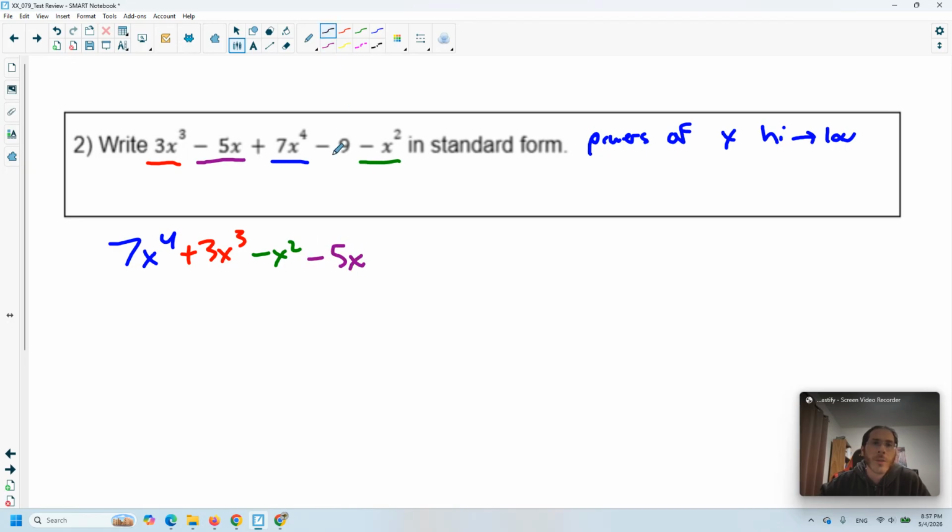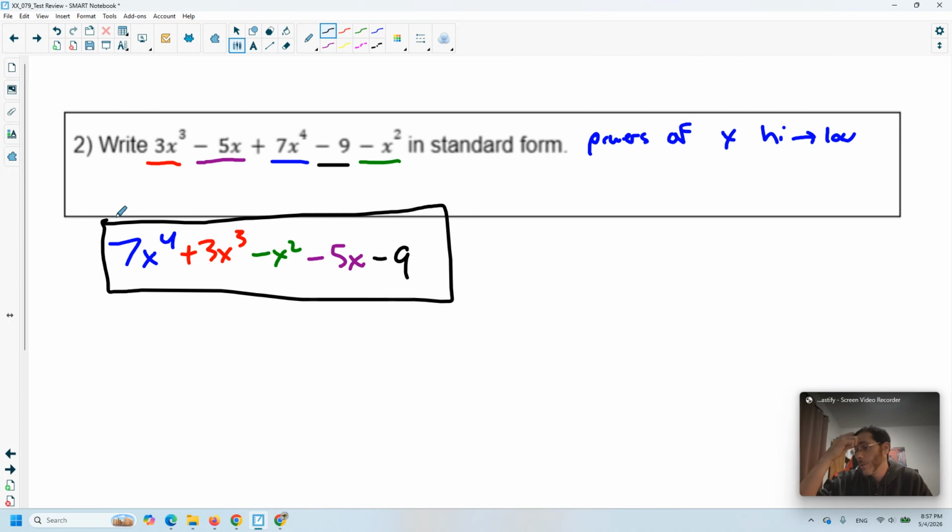And then the number always comes last. So whatever pure number we have always goes last. And that's it. So again, a little bit of vocab stuff, not really any calculations. So all set with number 2.